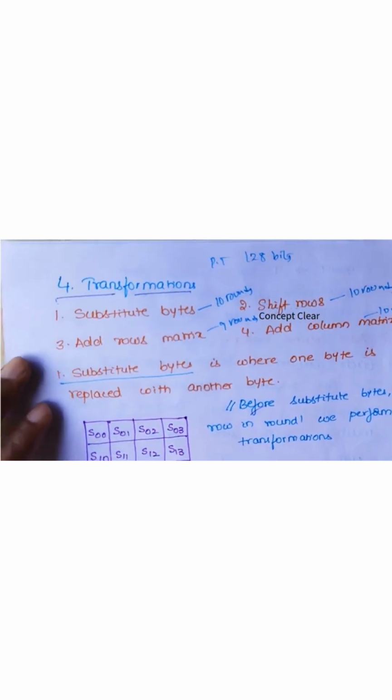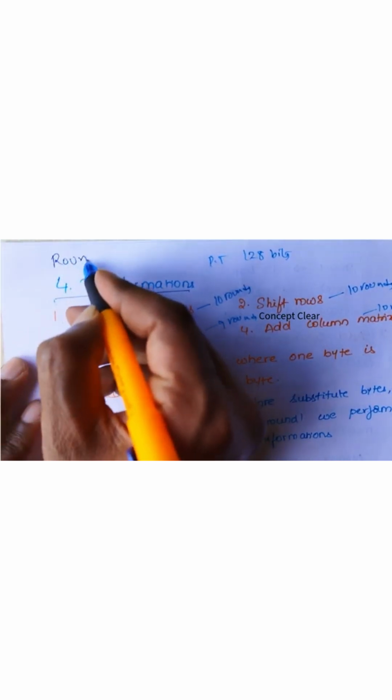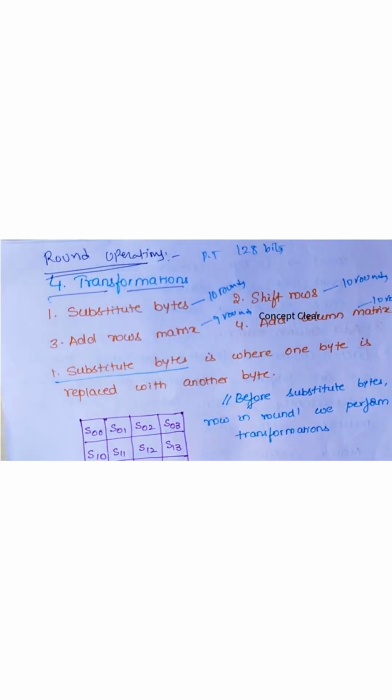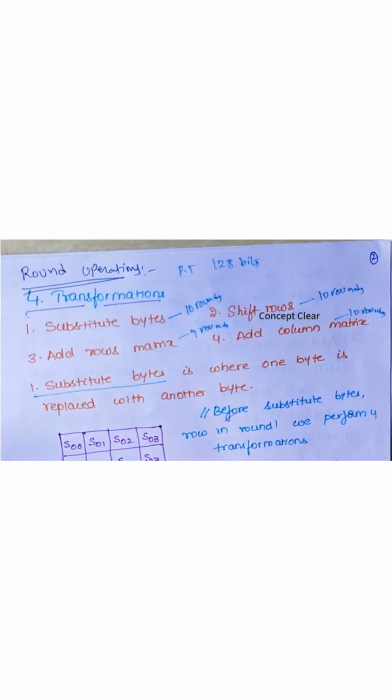Okay, see here, what are the transformations we are performing? These are the operations inside the rounds. In the round operations, we will perform 4 transformations. The first transformation is substitute bytes, the second is shift rows, the third is mix columns, and the fourth is add round key. These are the four transformations we perform in the round operations.